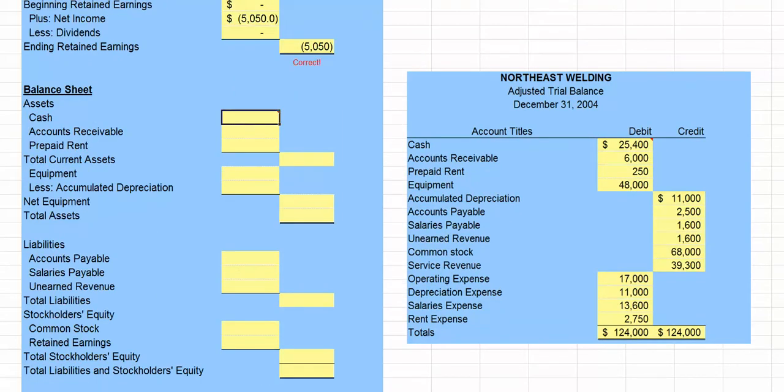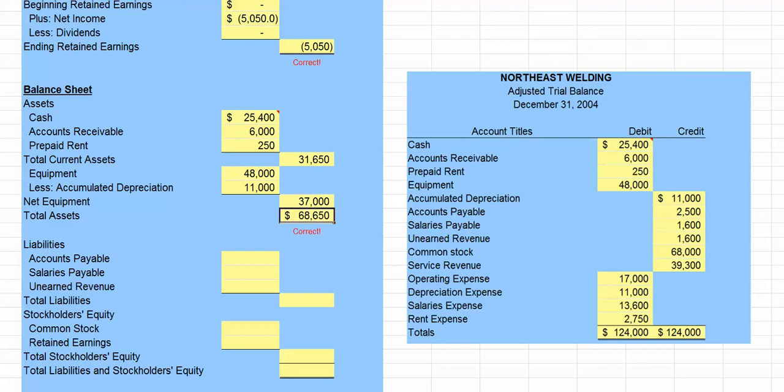We will begin with assets. We have $25,400 in cash. From our adjusted trial balance, we have $6,000 in accounts receivable, $250 in prepaid rent, which gives us total current assets of $31,650. We had $48,000 in equipment, less $11,000 in accumulated depreciation, which gave us net equipment of $37,000 and total assets of $68,650.